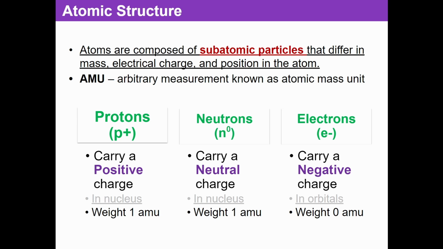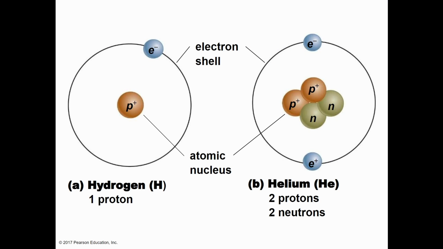Or atomic mass unit. So let's look at where the subatomic particles are located again. Here we're looking at A, a hydrogen atom, and B, a helium atom. The hydrogen atom is simpler than the helium atom.